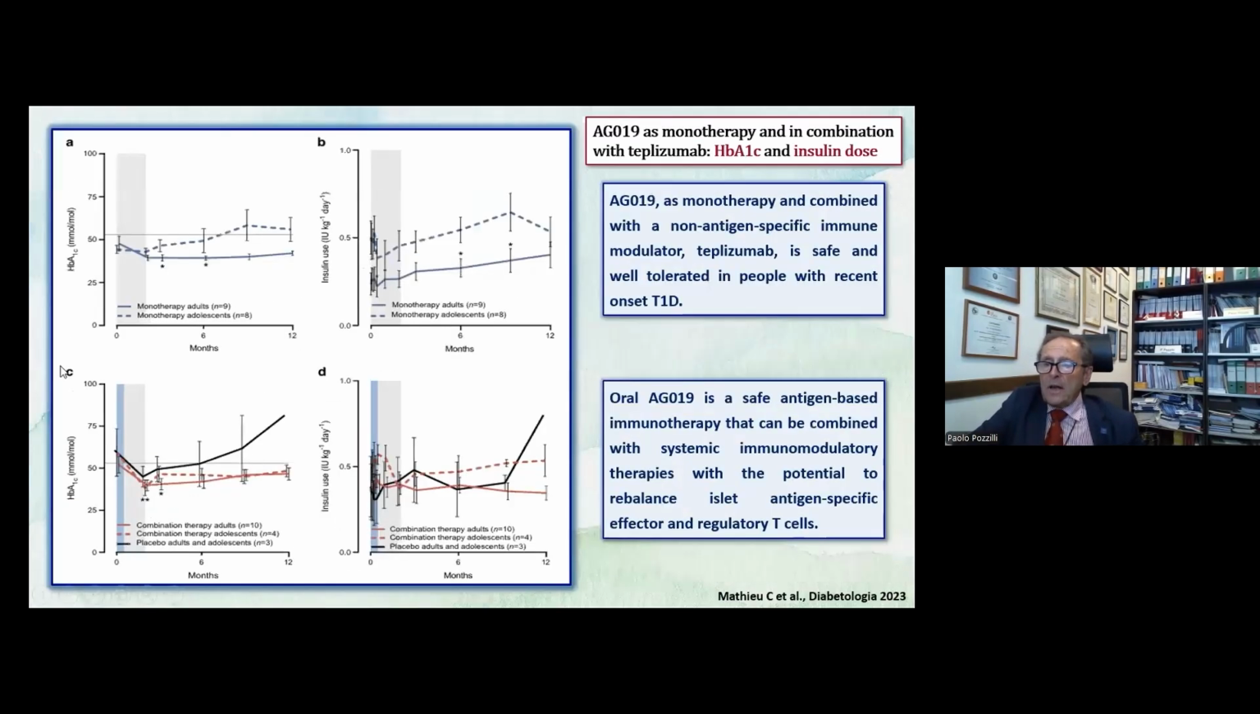Again, there is also an effect on HbA1c, and as you can see here, it is a non-antigen-specific immunomodulator. Teplizumab is safe and, as I said, well tolerated. The oral AG019 is an antigen-based immunotherapy to induce tolerance to proinsulin, also giving an immunomodulation and preserving the residual beta cell function, and somehow rebalancing the islet antigen-specific effector and regulatory T cells.